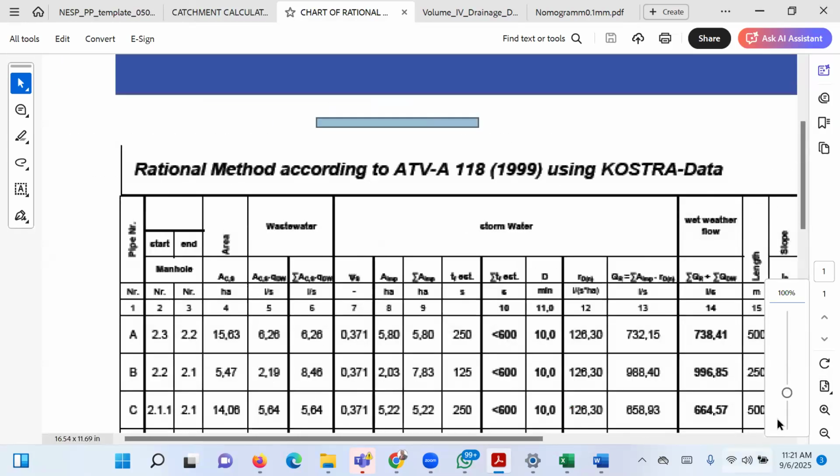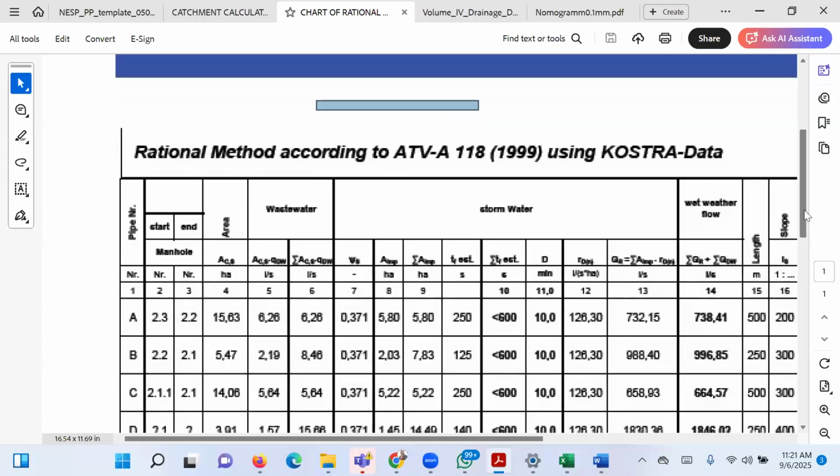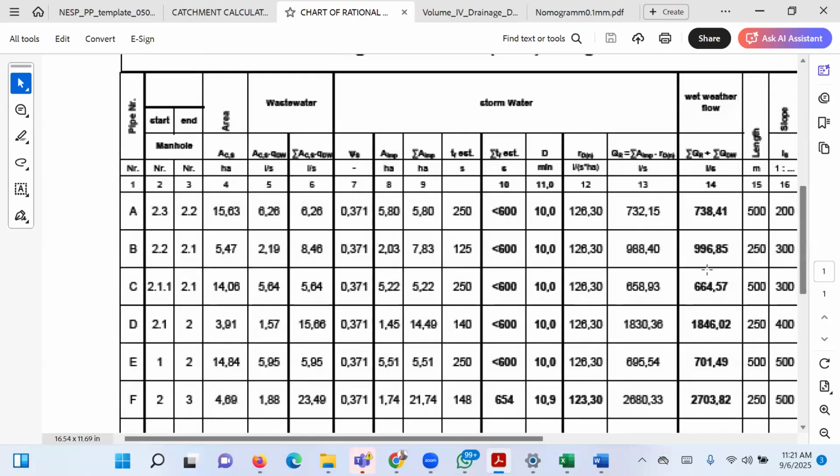Please open this chart and go with me, please. Very important. Open this chart and flow with me. If not, you'll be confused. So catchment C remains 5.64.